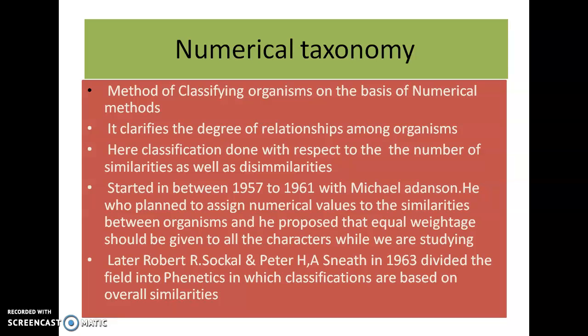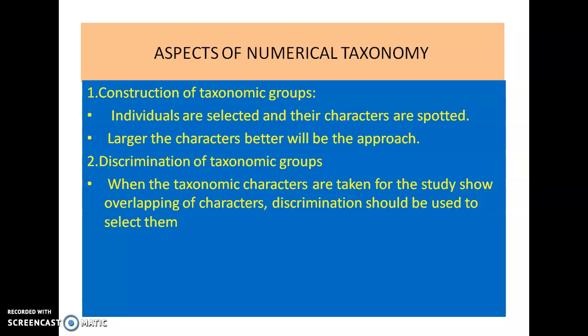Later, Michael Adanson was followed by other scientists, Robert R. Sokal and Peter H. Sneath. These two scientists in 1963 divided this particular field and proposed another branch of science called kinetics. This kinetics was mainly based upon behavioral similarities.